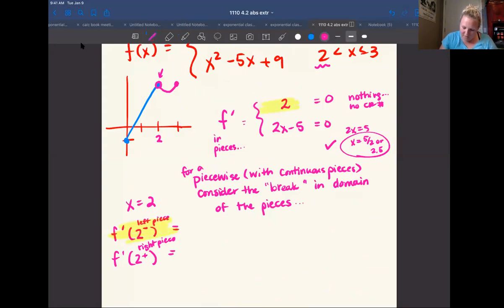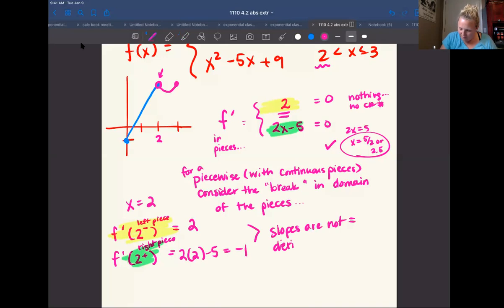Okay, so if I do the value of the derivative, which is the slope of the left piece, the slope there is 2. I don't have anything to plug in, so the answer is just 2. If you do the derivative of the right piece, it's 2 times 2 minus 5, and you get negative 1. So these slopes are not equal. So it's not differentiable here, and we've had this before in another chapter.